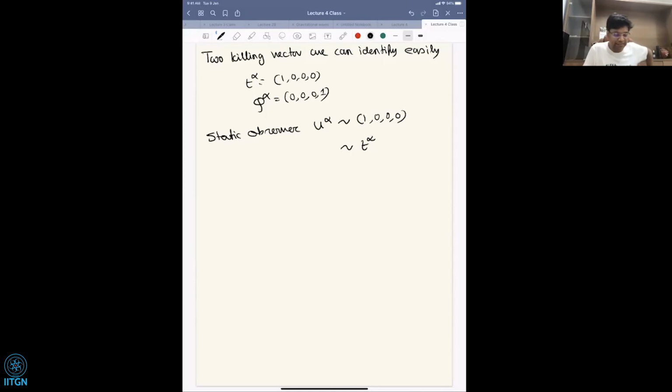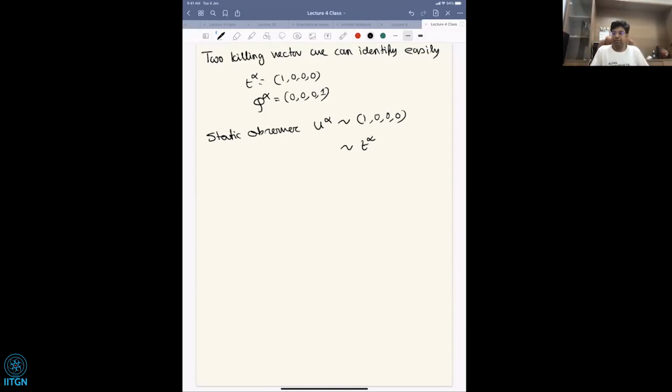So let's say it has this value, some proportionality to T alpha. So it's only moving in the direction of time. The observer which is not falling into the black hole is a static observer, because that observer is not decreasing R. If you're rotating, it's not static, because the phi is changing.